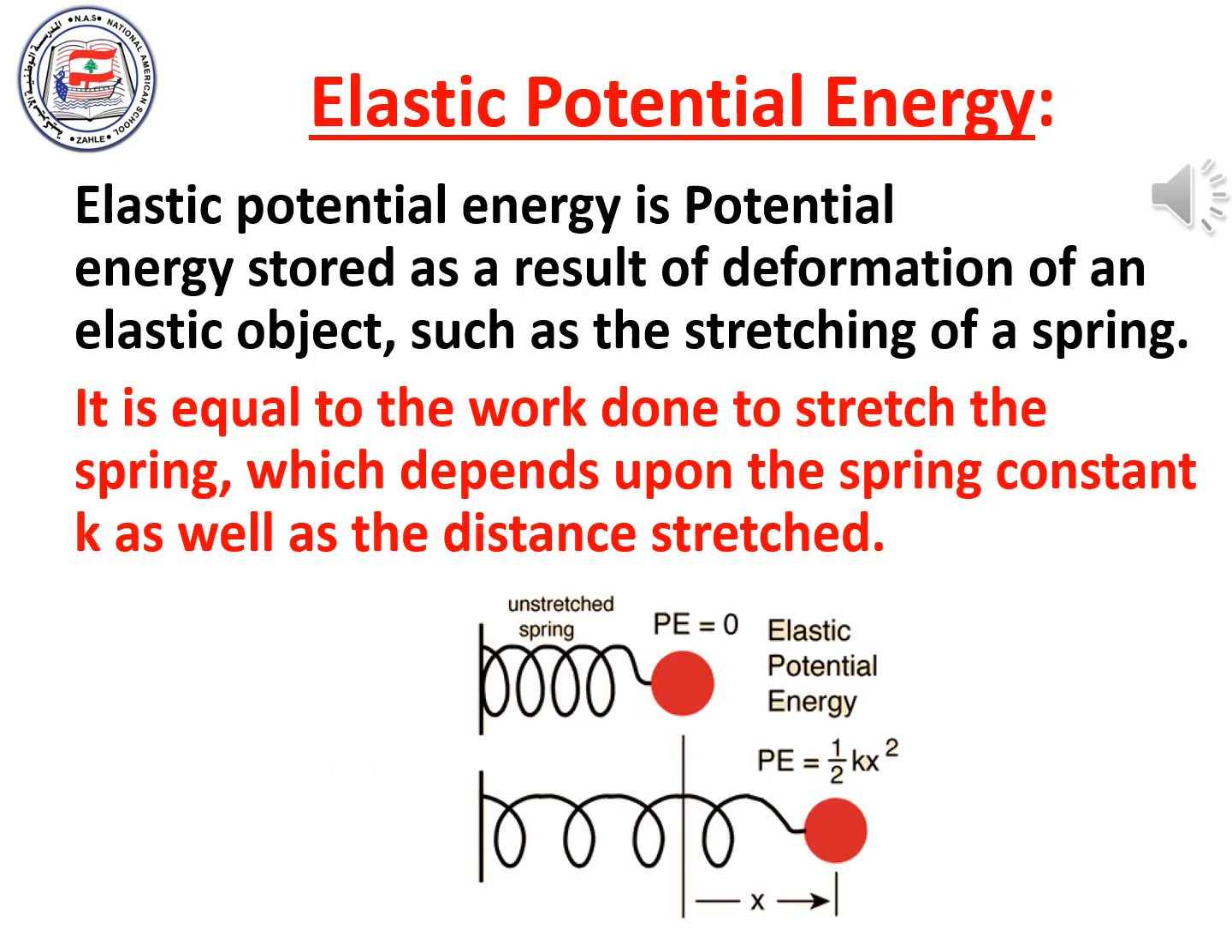Now the second kind of potential energy is elastic potential energy. Elastic potential energy is potential energy stored as a result of deformation of an elastic object, such as the stretching of a spring. It is equal to the work done to stretch the spring, which depends upon the spring constant K, as well as the distance stretched, as you can see in the figure in front of you. This is a spring that is stretched a distance x. So the elastic potential energy stored inside the spring due to its stretching or its deformation is equal to the work done to stretch this spring.